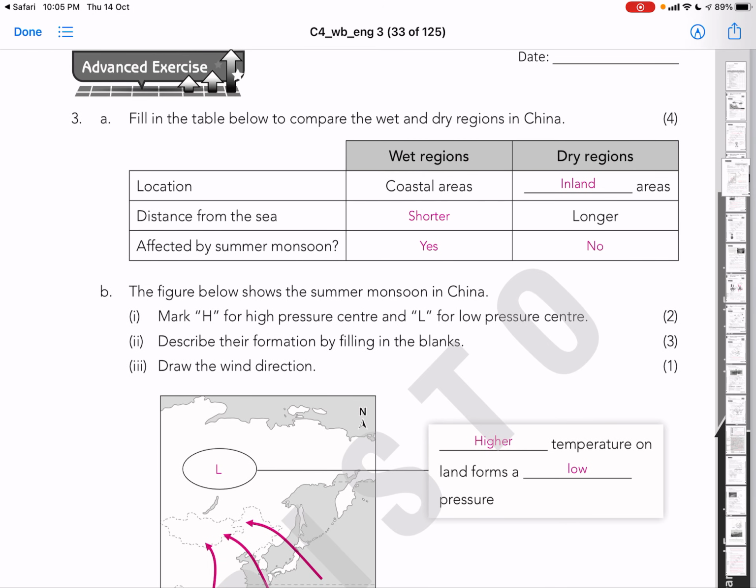In terms of the wet region in China, it is mostly shorter in terms of distance from the sea, and is it affected by the summer monsoon? Yes. For the dry region, it's mostly in the inland area, the distance from the sea is longer, and it's not affected by the summer monsoon.